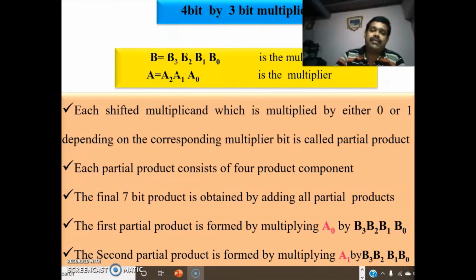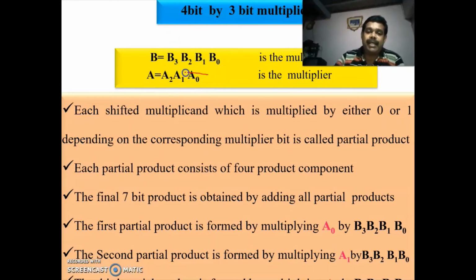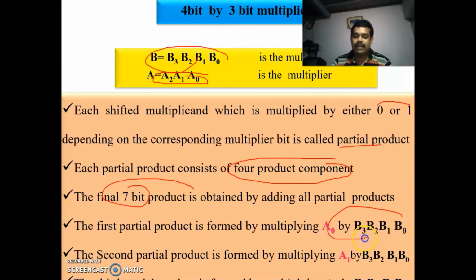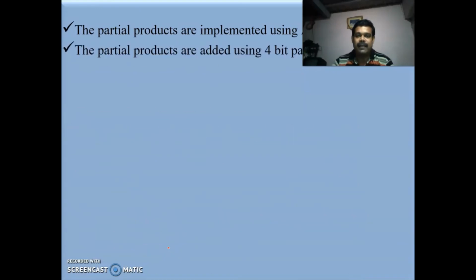So next is the 4-bit by 3-bit multiplier. That is B is equal to B3, B2, B1, B0, and A. The multiplier has only 3 bits and the multiplicand 4 bits. Similar to the 2-bit by 2-bit, each shifted multiplicand which is multiplied by either 0 or 1 is called a partial product. Here the partial product will contain 4 product components, and the final product will have 7 bits. This is the first partial product. The second partial product we will see clearly in the next.